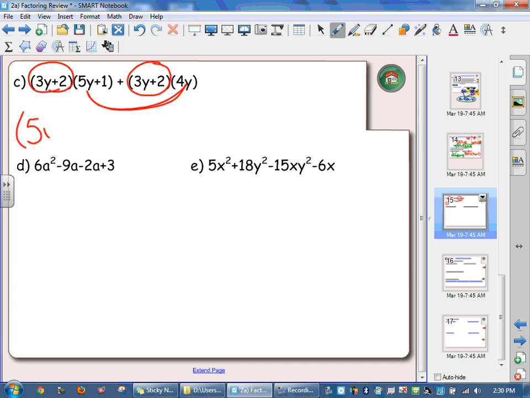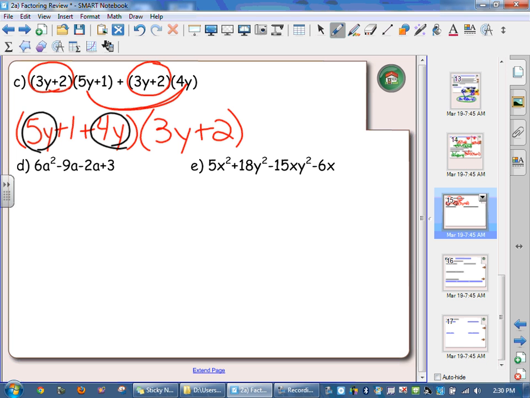What do you notice about my left-hand bracket? I've got y's and y's. I need to add them together. That's not my final answer yet. That can simplify further. So I'm going to add them together and get 9y's. So I'd have 9y plus 1 and then 3y plus 2. That will be my final answer now. I cannot go any further. Okay, let's take a look at the left-hand side on letter D.